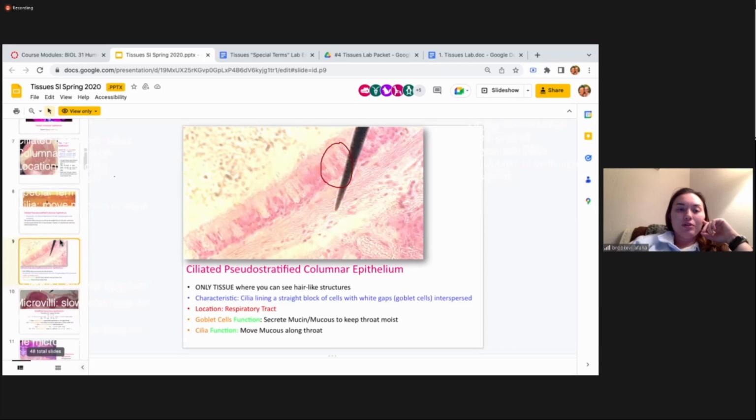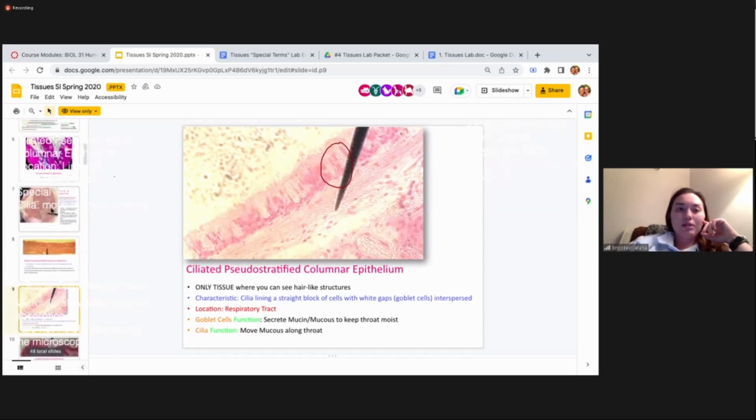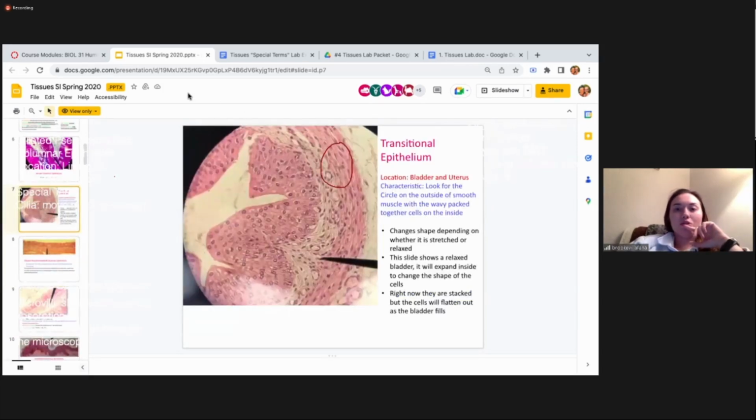Function of cilia, function of goblet cells. All right, so let's do transitional epithelium. Transitional epithelium is another example of an epithelial tissue. It has a variety of tissues seen on one slide, so sometimes this does get a little confusing for students. The biggest area that you guys are looking at, where our actual transitional epithelium is, is right here. So what I just outlined, that's the transitional epithelium.